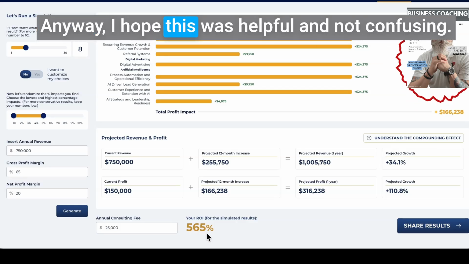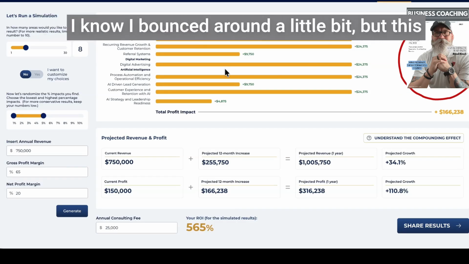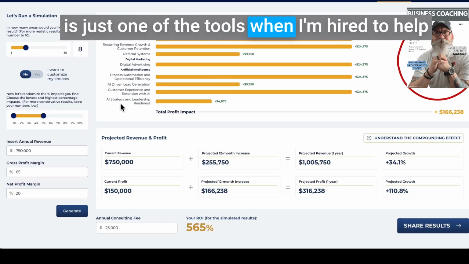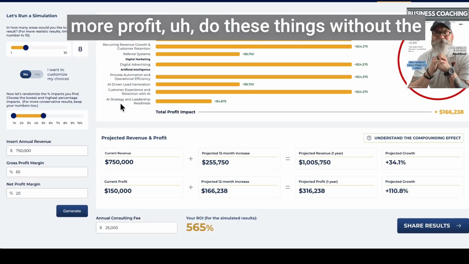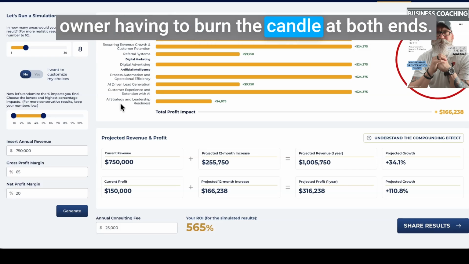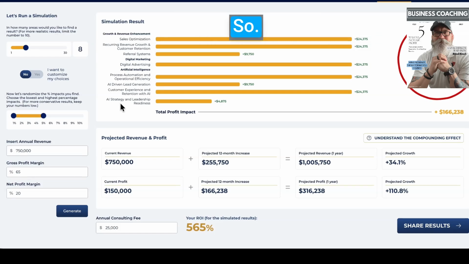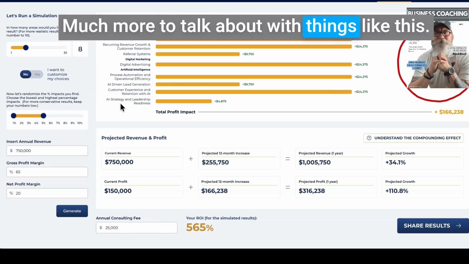Anyway, I hope this was helpful and not confusing. I know I bounced around a little bit, but this is just one of the tools when I'm hired to help a business generate more revenue, generate more profit, do these things without the owner having to burn the candle at both ends. So much more to talk about with things like this.